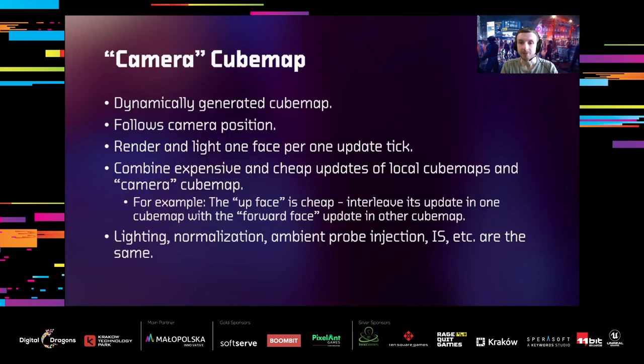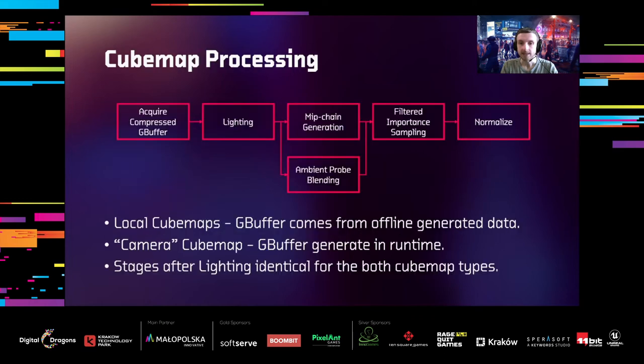The camera cube map can be imagined as a local cube map, but unlike a local cube map, it's constantly moving with the camera and it generates G-buffer data at runtime. The rest of the processing passes are the same for both local cube maps and the camera cube map. It includes lighting, cube map normalization, ambient probe injection, importance sampling, and others. Let's take a quick tour into the cube map processing pass.